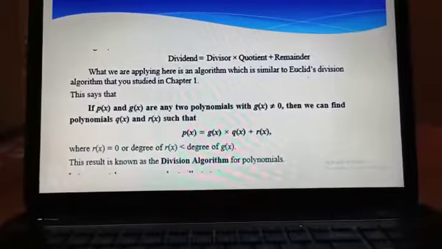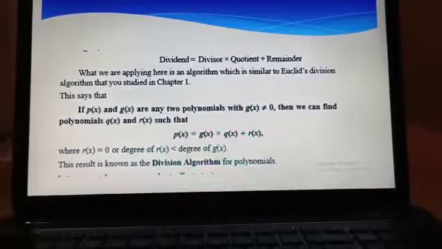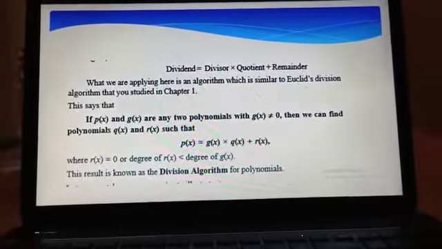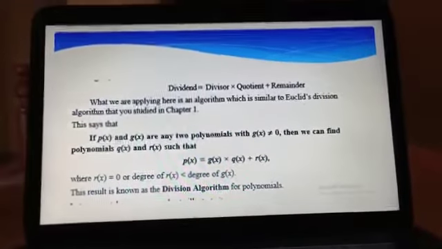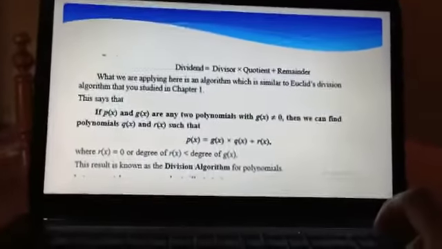Please remember students, the degree of the divisor and the remainder cannot be the same. And this result is known as the division algorithm for polynomials. Keeping this in mind, we will start our exercise 2.3.